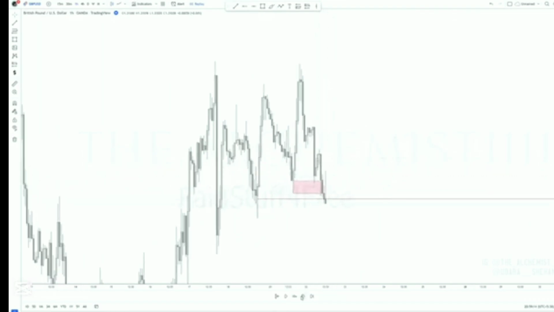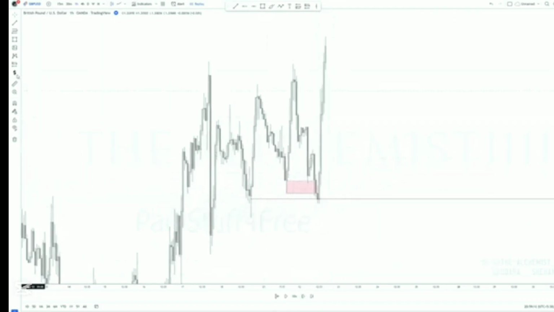But what happens? It taps and then it starts to fly. First, what they do is they clear out all of this liquidity. They induce all of those sellers into the market and then they go up. So that is what happened there. Let me show you some more. Same exact setup again and again.